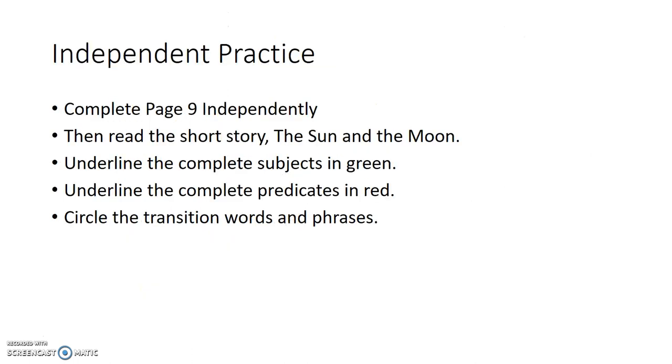All right, at this time, you're going to do your independent practice. You're going to complete page 9 independently. Then you're going to read the short story, The Sun and the Moon, and underline the complete subjects in green, underline the complete predicates in red, and circle the transition words and phrases.